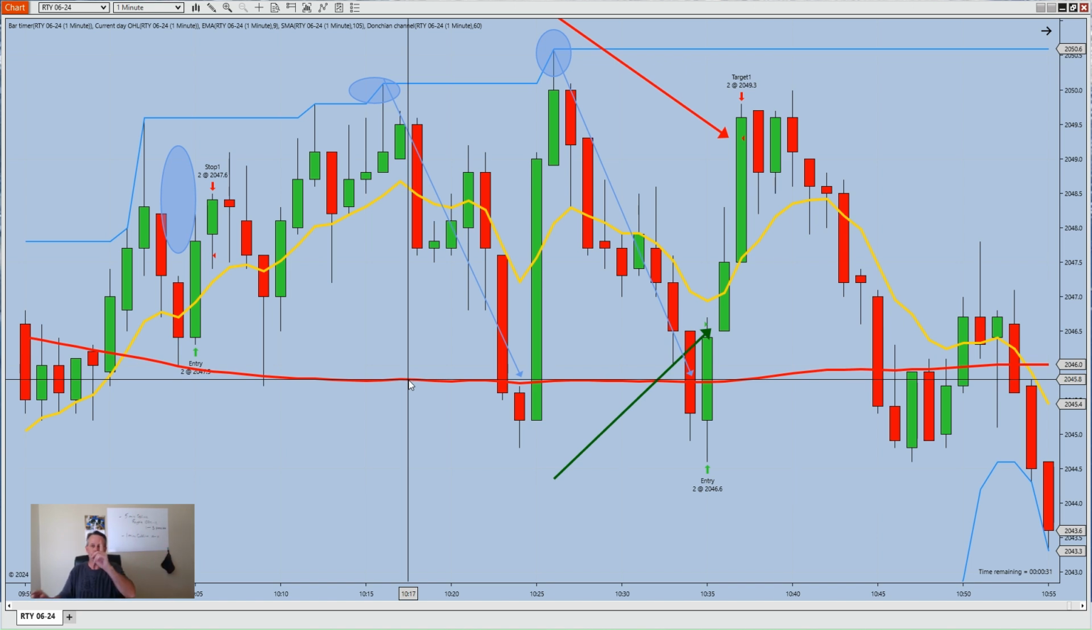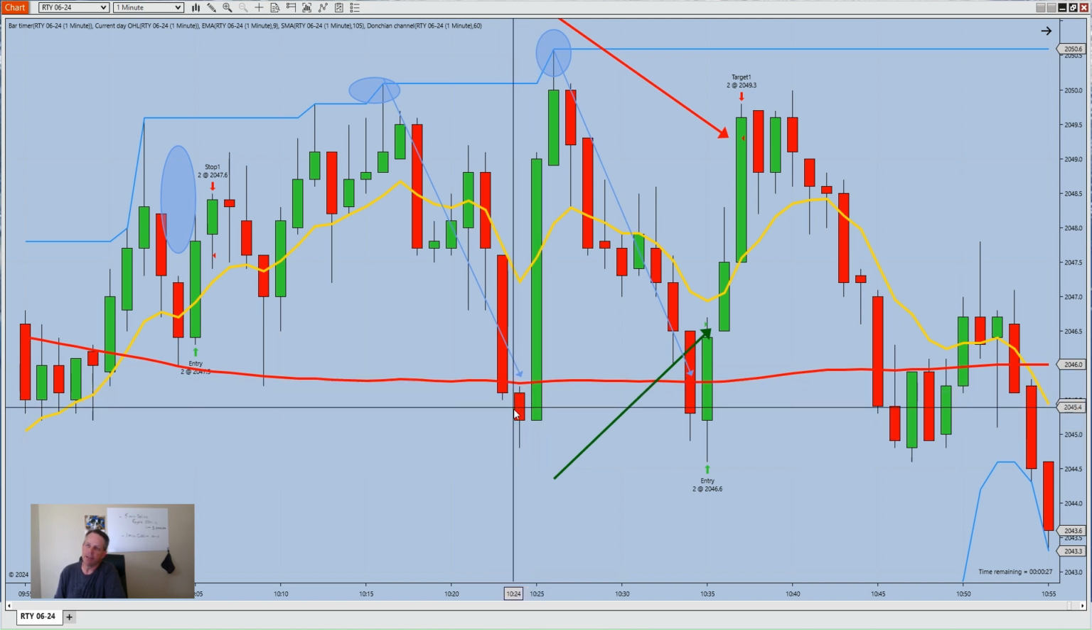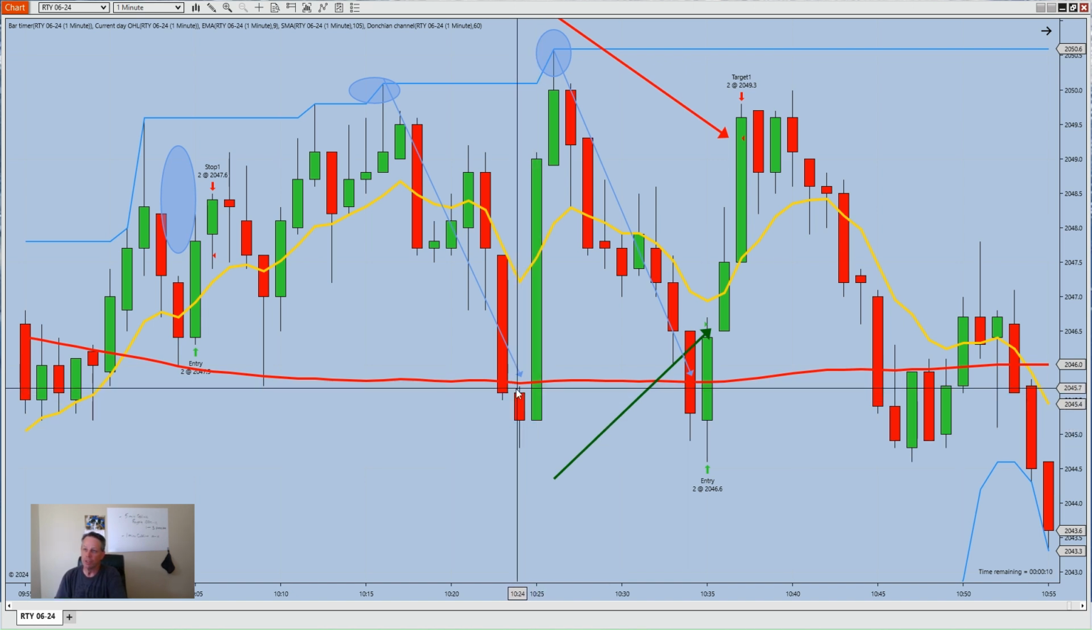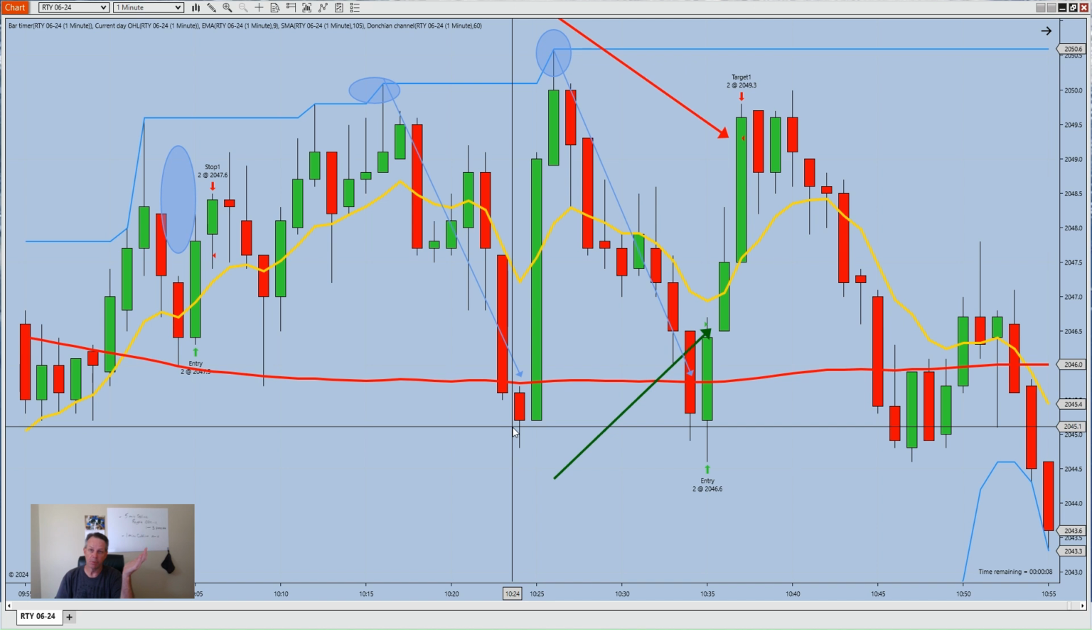So why did I not take this trade? Because this darn thing here opened and closed completely below the red line. Now, obviously, you can look at this and hindsight tells you, oh, well, Bob, you missed a good trade. Yeah, but I'm trying to stick to my rules. And my rule is to not take a trade on the wrong side of a moving average.